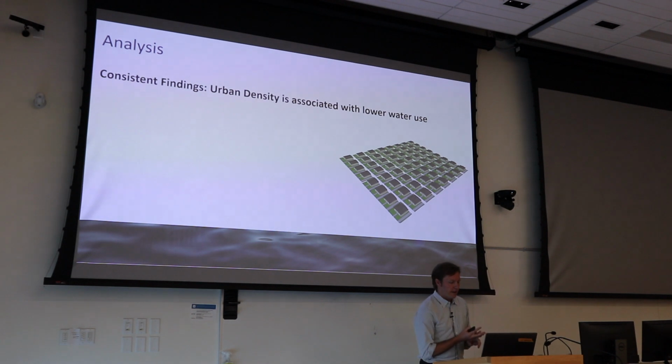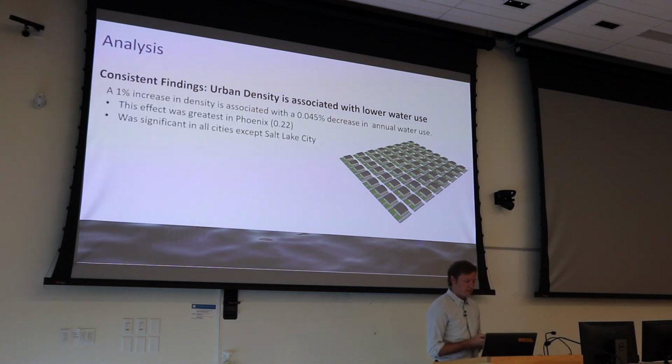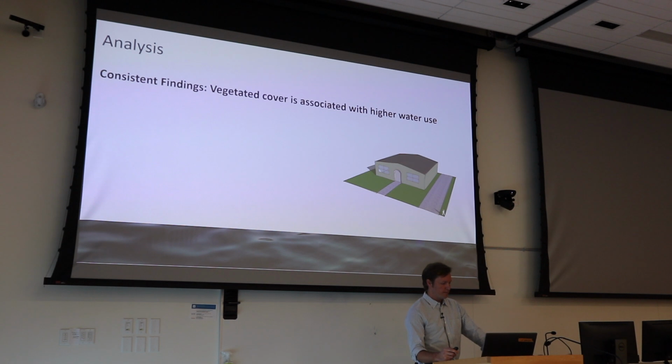So the consistent findings were urban density is associated with lower water use. This was the highest in Phoenix, which is a large, sprawling city. So increases in density there would be likely to achieve water savings just through design and permitting and planning. It was significant in all cities except Salt Lake City, but I think that's a sample size issue. We had a smaller sample for that city.